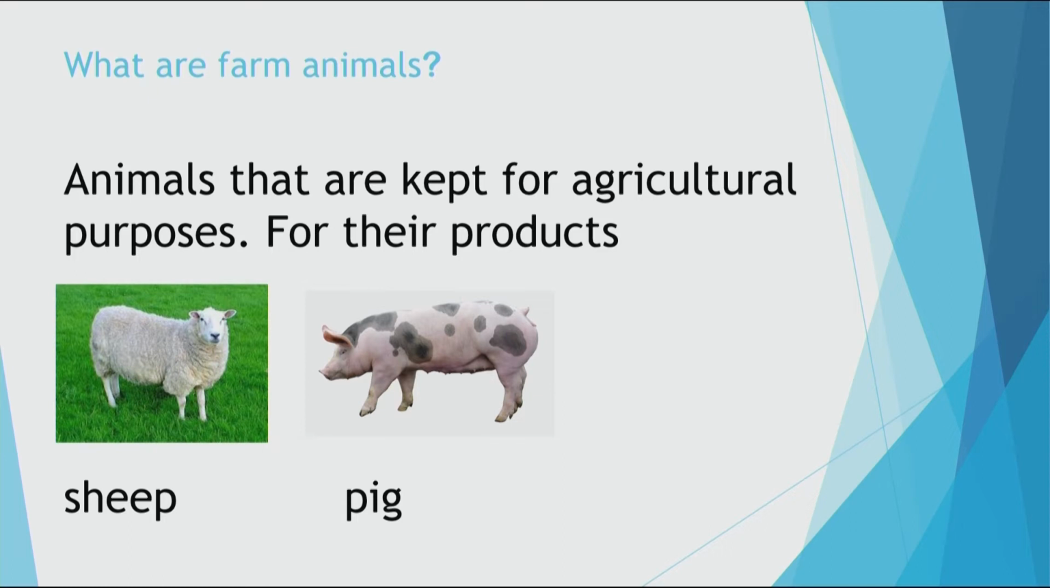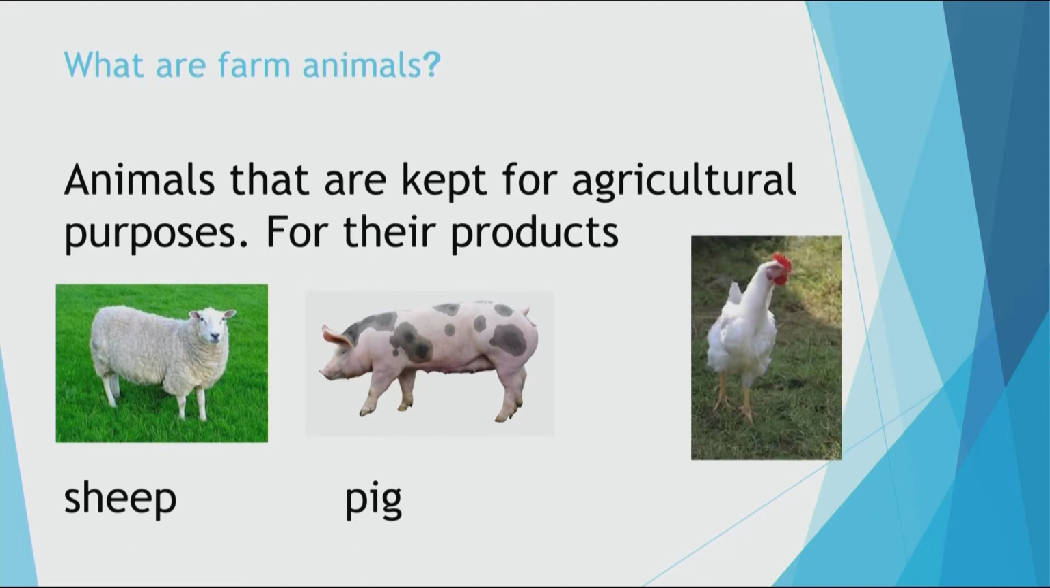Okay, people rear pigs for their meat. We get our bacon, sausages, okay? Here is another example, hen. What can we get from hen? Of course, the eggs that we have for breakfast, okay, and also the meat. Can you think of other farm animals?